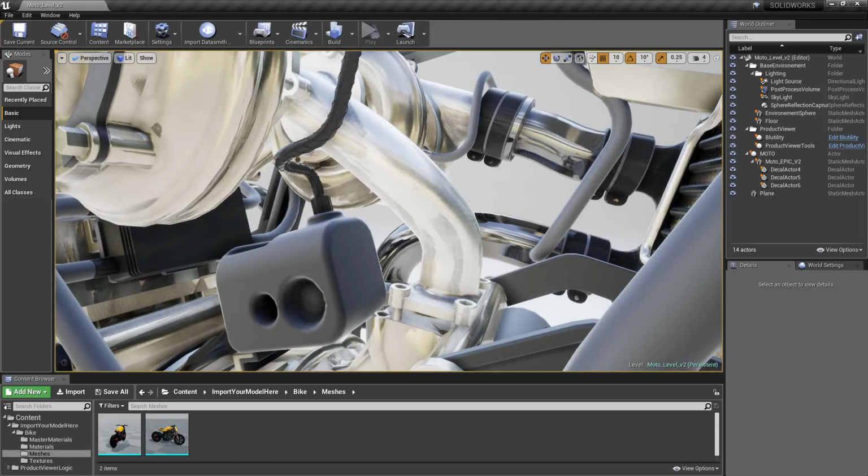Experience and explore your designs today with Unreal Studio and Datasmith.